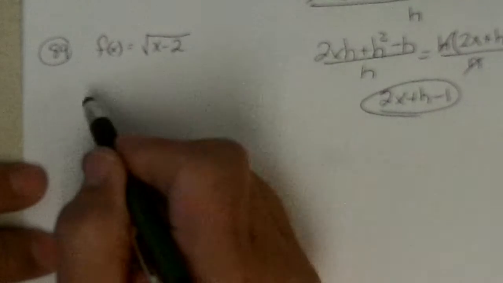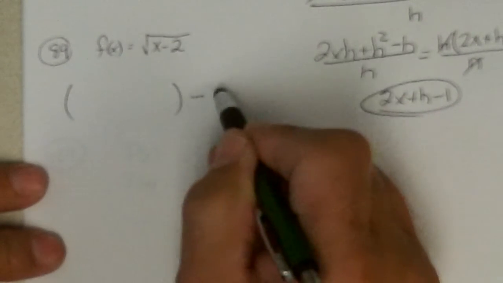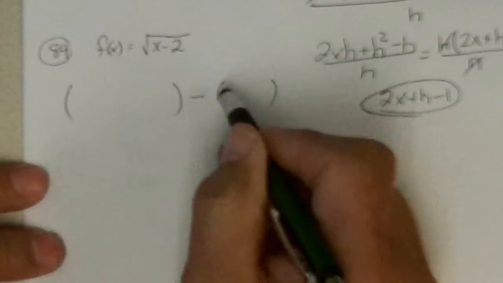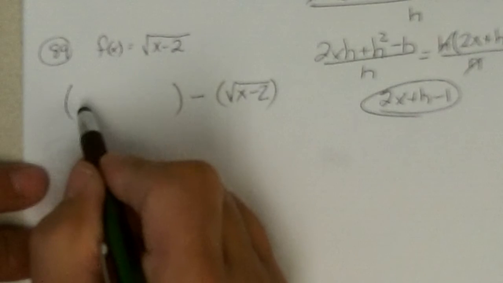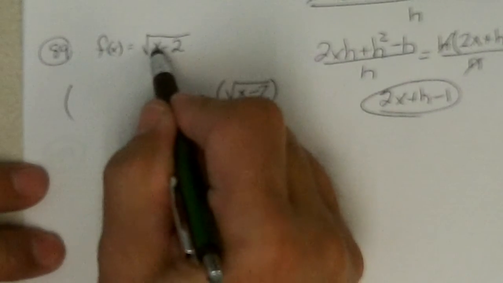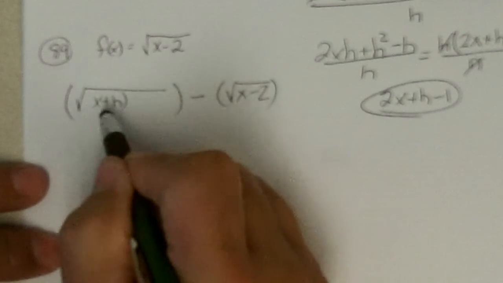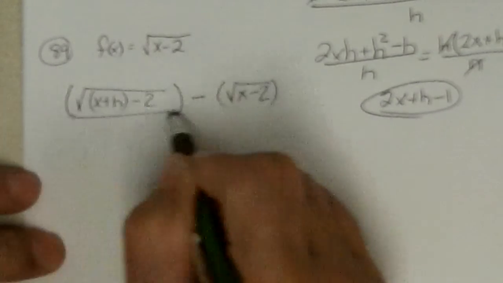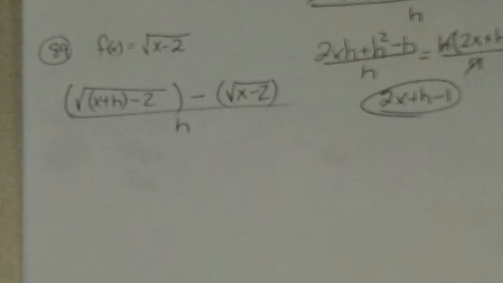And now we have to do the difference quotient for this square root. So we're going to have f of x plus h minus f of x. f of x is going to be just that. f of x plus h means we replace the x in here with x plus h. They said rationalize the numerator.